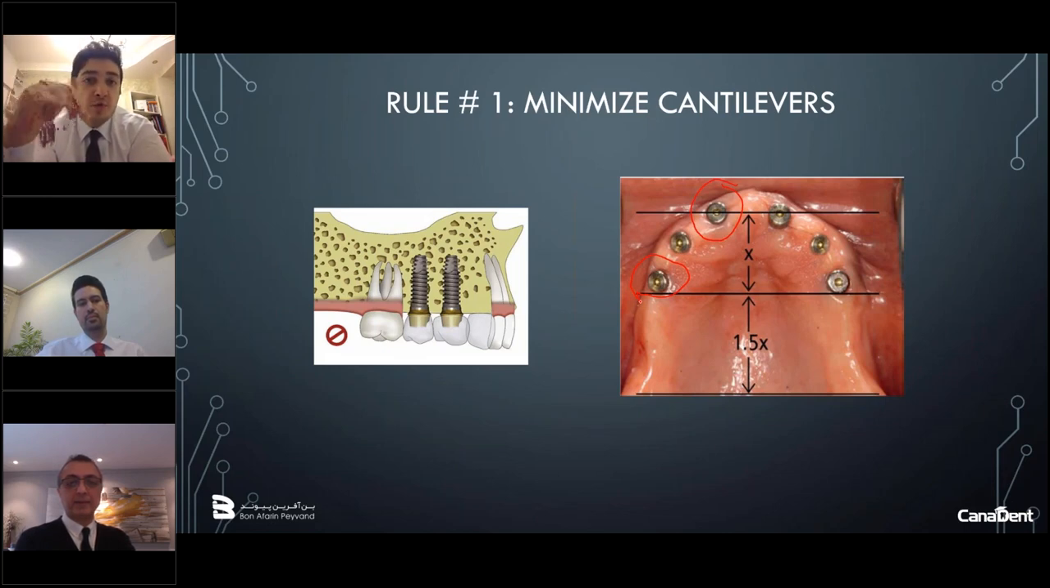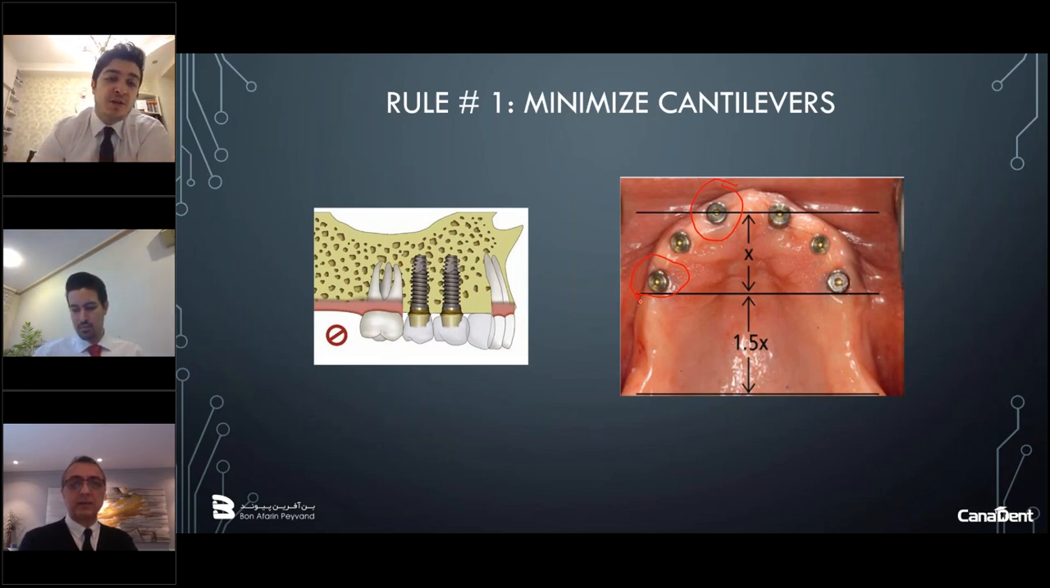It will only be used if we are forced to. For example, posterior to the mental foramen, we have a lot of vertical bone resorption and we couldn't do anything else for the rehabilitation of the posterior mandible. We can use this AP spread rule to use them as cantilevers.